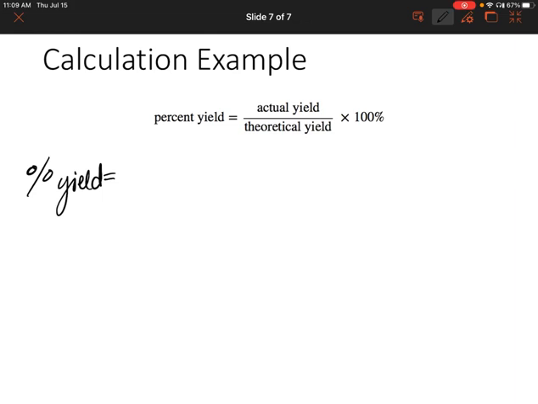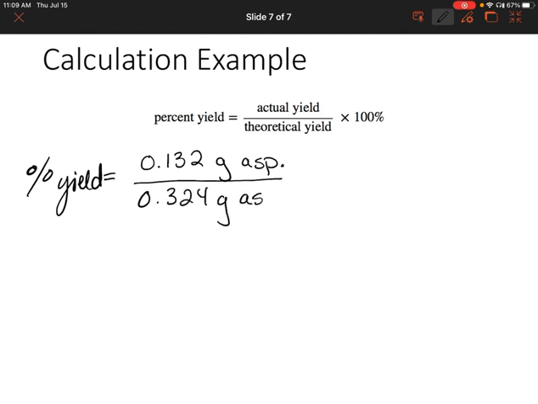All right, so let's finally calculate the percent yield. So our actual yield was 0.132 grams of aspirin. And then we said theoretically we could have formed 0.324 grams of aspirin. And then we're just going to multiply that by 100 to get our percent. So feel free to pause the video and try this calculation first, then unpause and check your answer. So I got 40.7% as the percent yield.